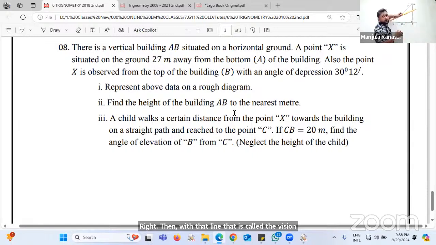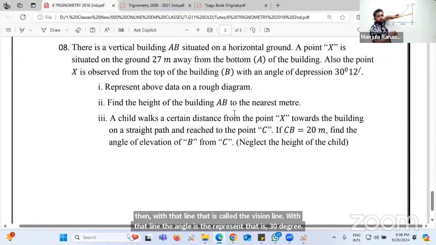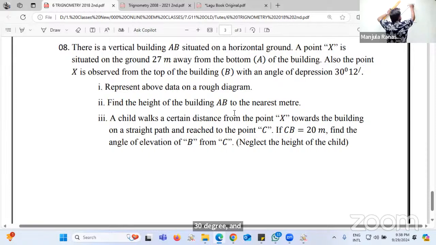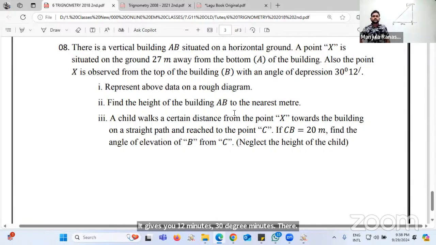degrees 12 minutes. Then represent the above data on a graph diagram. We have done it. Find the height of the building AB to the nearest meter.